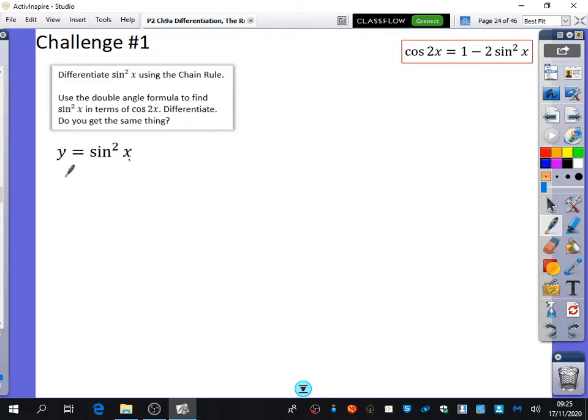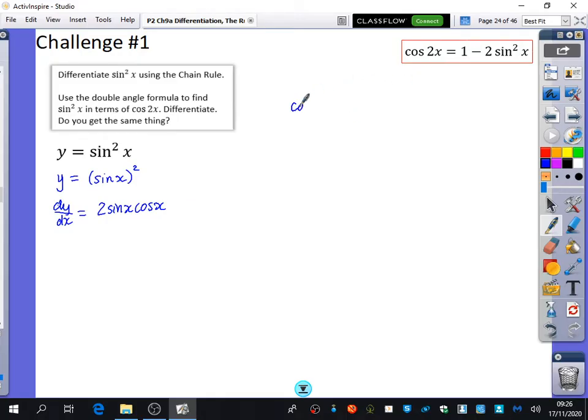So how do I differentiate sine squared x? What do I usually advise doing first? Yeah, writing it in its index form like this. So when I differentiate sine squared x, I get 2 sine x cos x. Okay, you could go a bit further with that if you wanted to, or maybe not.